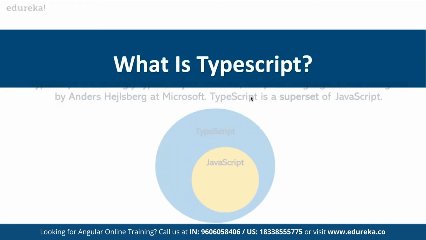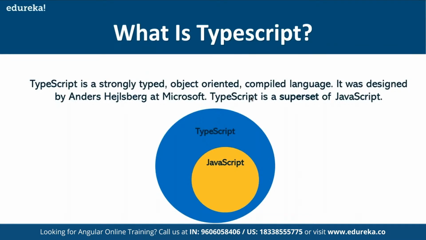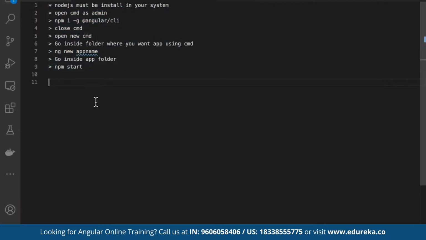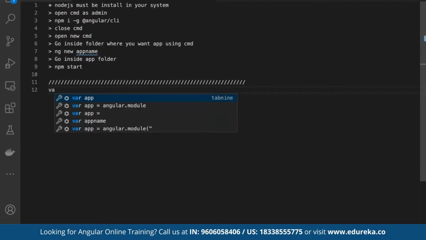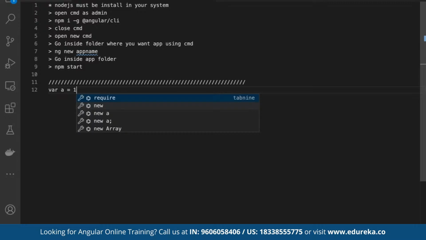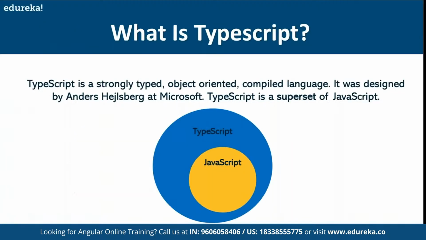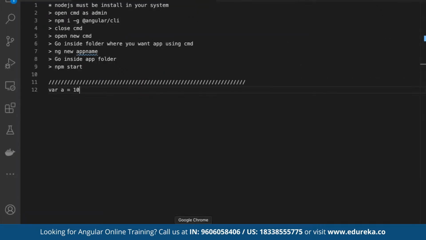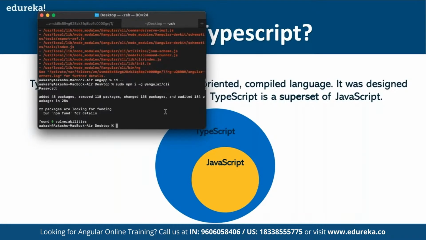Now the next thing, guys, is what is TypeScript? Basically, TypeScript is a superset of JavaScript. As a simple example, suppose I am writing normally var a = 10. This is normal JavaScript. But if the same thing has to be done in TypeScript, I have to typecast it. Typecast means you have to tell what kind of data it holds.